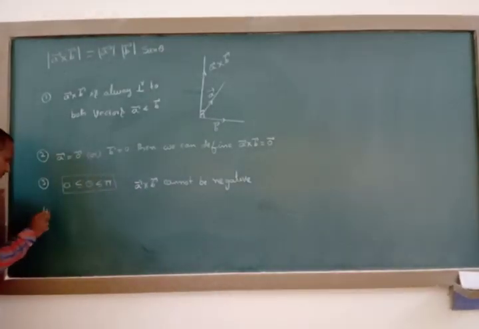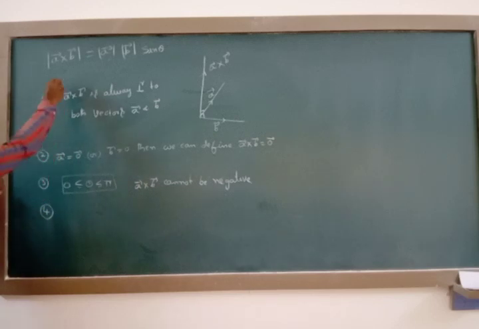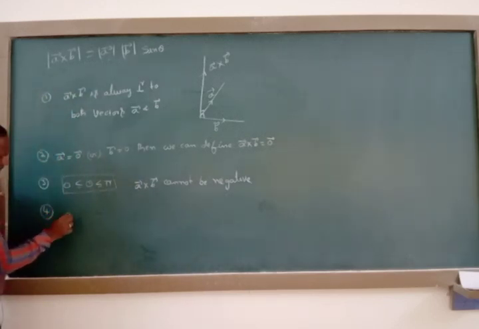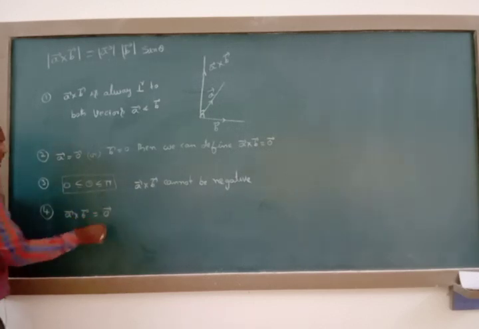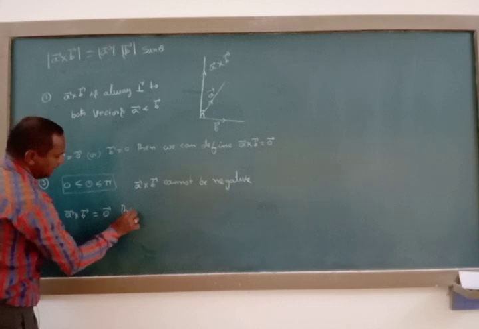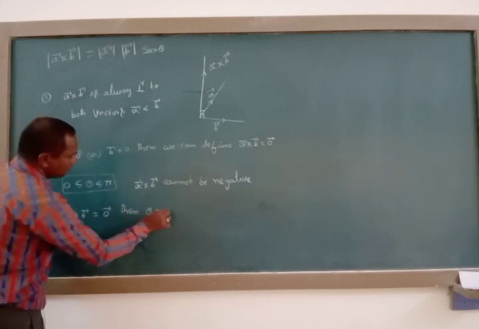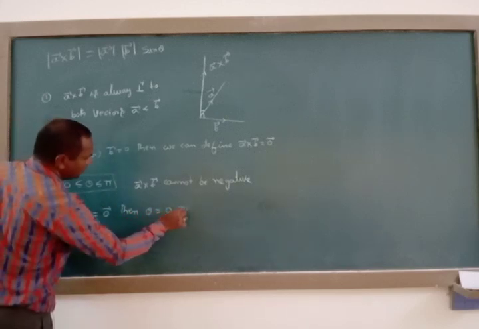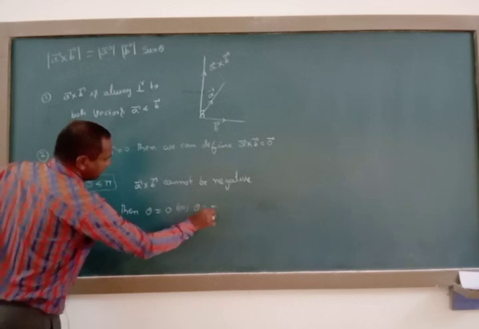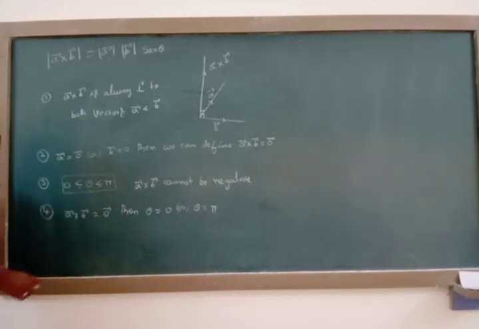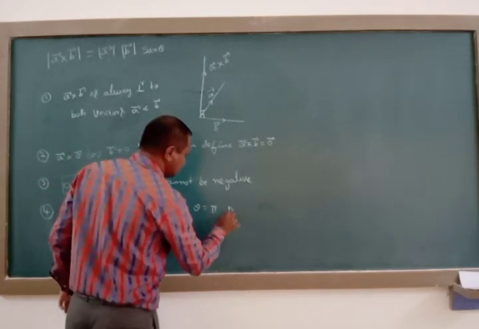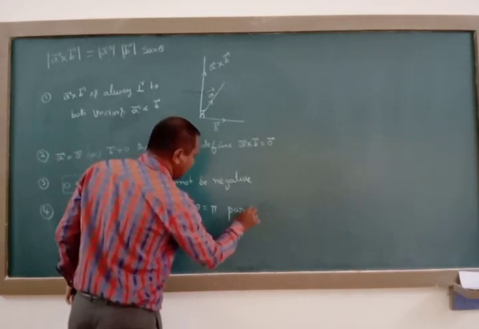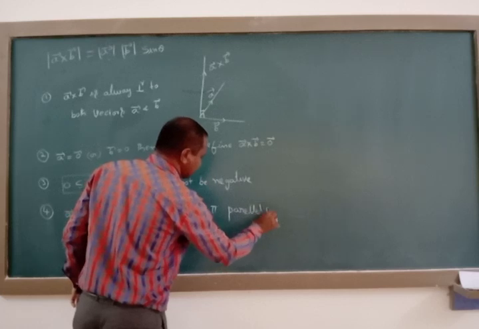Next, fourth is, based on this, whenever A bar cross B bar is equal to null vector, then the angle between the vectors theta is equal to 0 degree or theta is equal to pi. In this case, vectors are said to be parallel vectors.